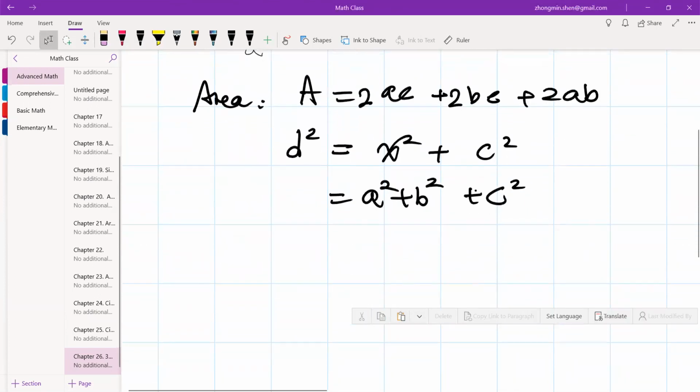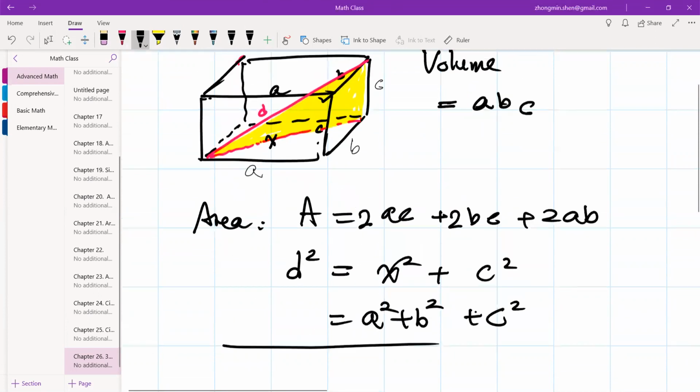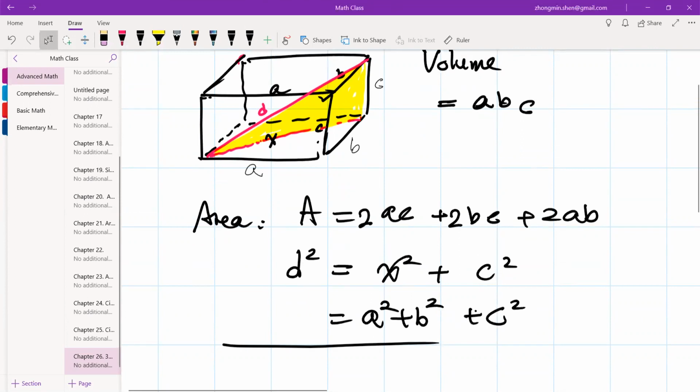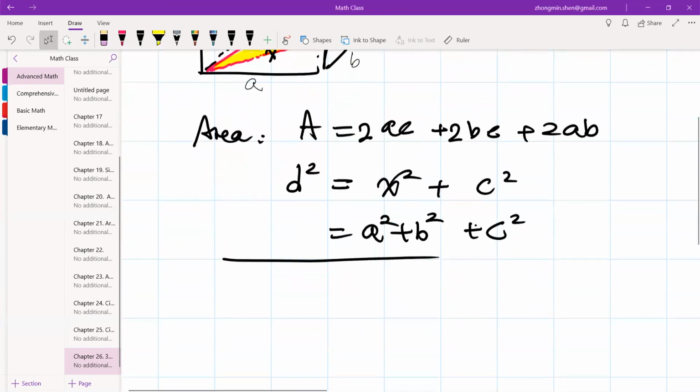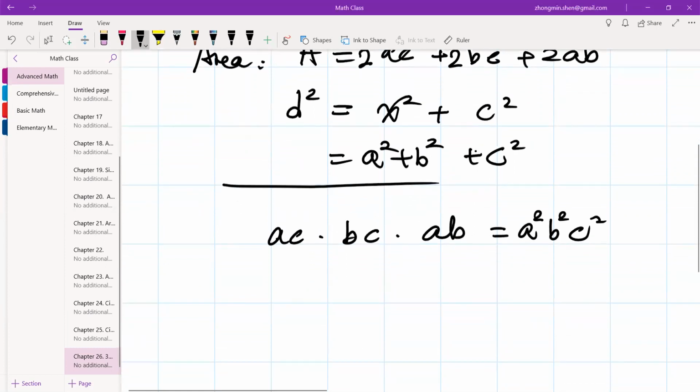And another important trick here: look at the rectangular box, right? A, B, C is a product of three numbers. AC, BC, AB are the areas of each face, okay? So you will see that AC times BC times AB is the product of the areas of three faces. You end up with A squared, B squared, C squared, so this is going to be ABC squared. So the product of the areas of the faces is going to be the square of the volume.